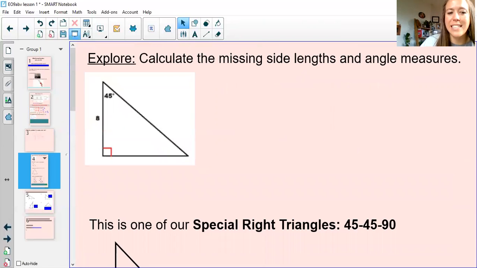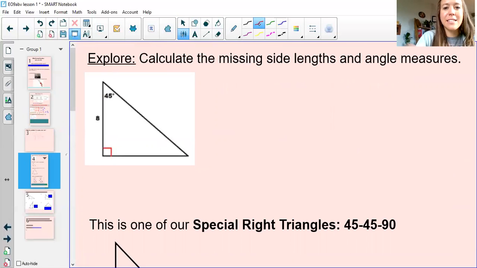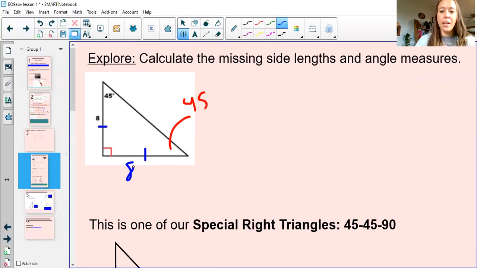We can use this idea of special right triangles to calculate missing side lengths and angle measures. In this triangle, we have a 45-degree angle and a 90-degree angle. We know that the sum is 180. 180 minus 90 gives us 90, and 90 minus 45 means this last angle is also 45 degrees. Because those angles match, this is an isosceles triangle, so those sides must be congruent. Therefore, this side is also 8. We could figure out what the hypotenuse is by, again, using the Pythagorean theorem.